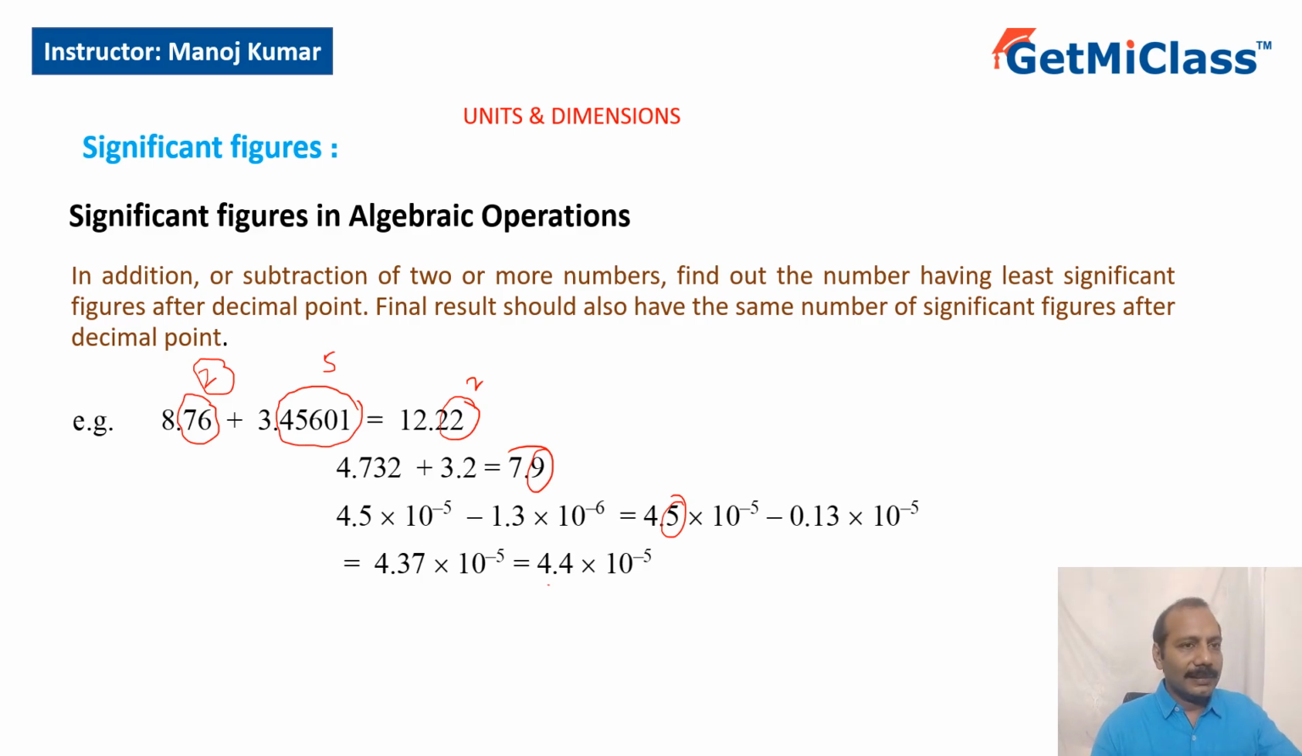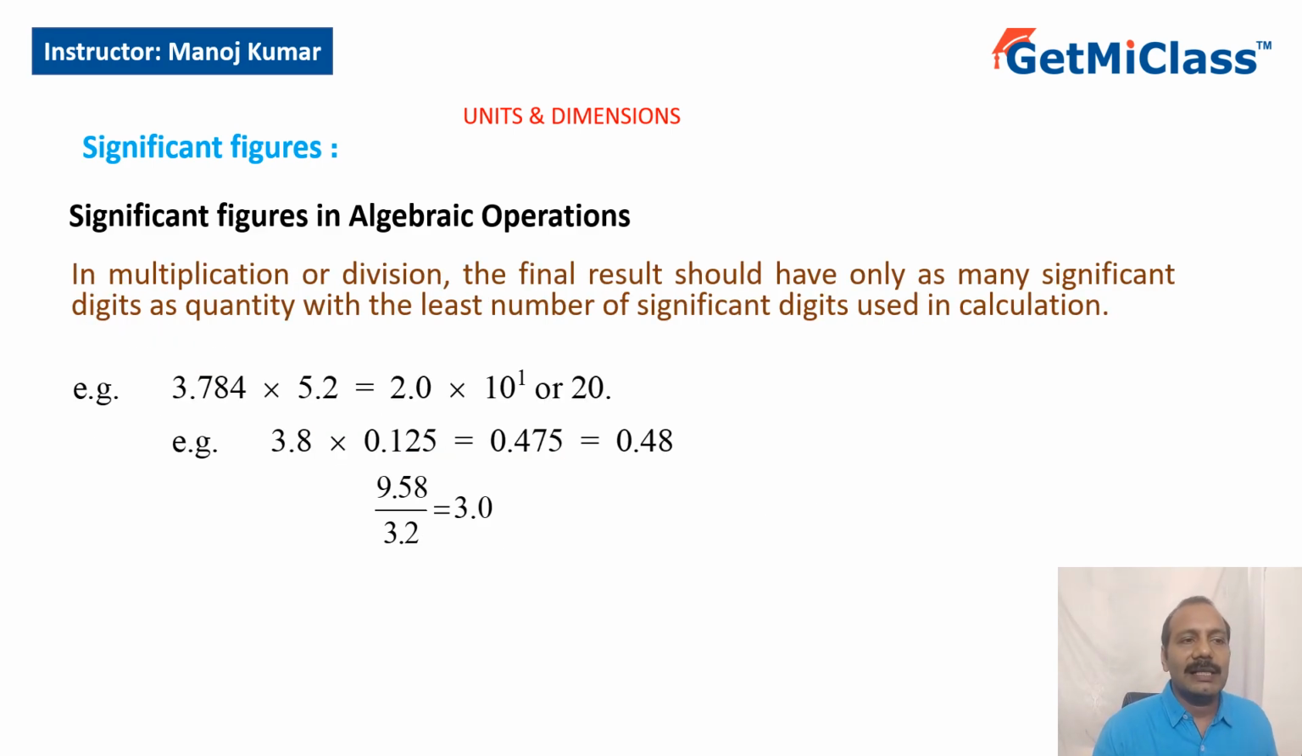Now let's look at the other thing, multiplication and division. In multiplication and division, whichever number has the minimum number of digits, that number of digits would appear in the answer. For example, 3.784 has 4 digits, 5.2 has 2 digits. Because 2 is the minimum, the final answer should have 2 digits. Again, 3.8 and 0.125: 2 is the minimum number of digits, so the answer should have 2 significant figures. 9.58 by 3.2: 2 is the minimum, the answer should have 2 significant figures.